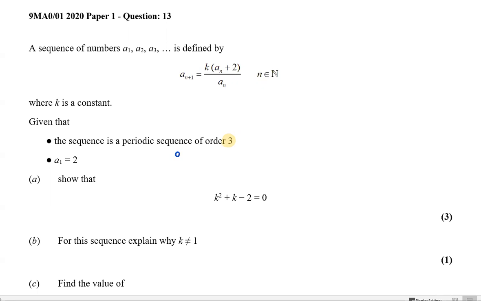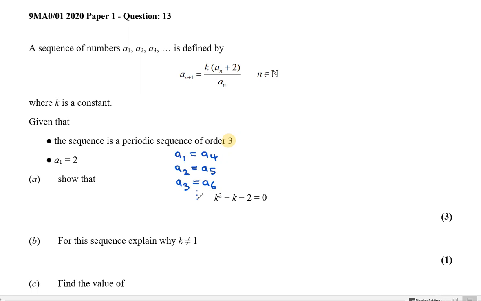What that means is it repeats every 3 terms. So the first term would be exactly the same as the 4th term. An order 3 would be a sequence where it would go A1, A2, A3, and then they would repeat in groups of 3. So A1 and A4 must be the same. Similarly, A2 must equal A5, A3 must equal A6, and so on and so on. You can see the difference between the subscripts is obviously 3, which is where the order 3 comes in.